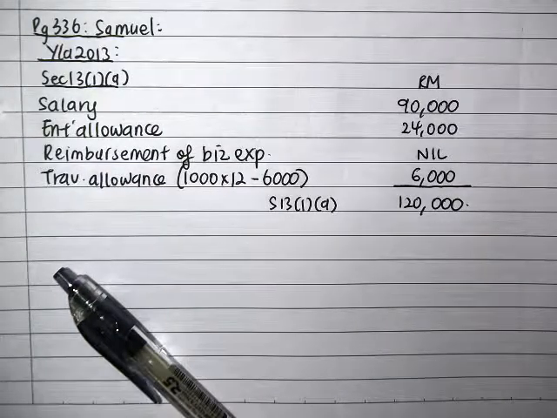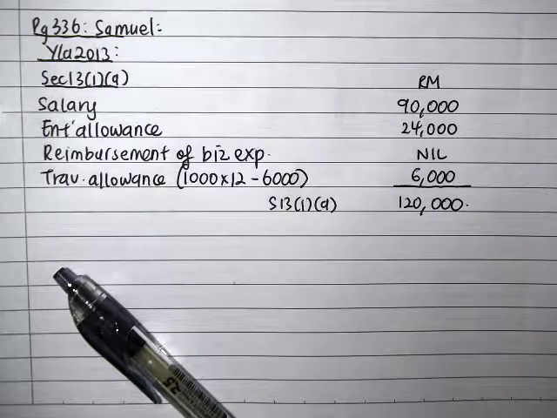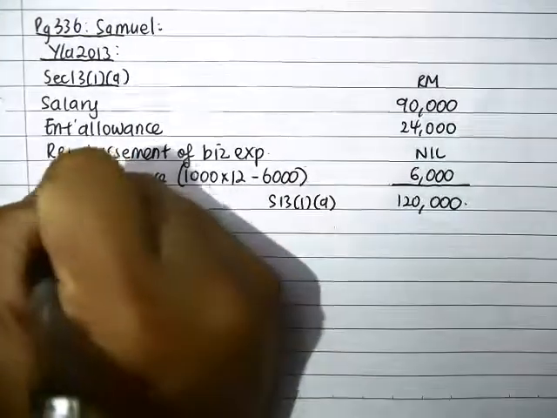Case 1. Now Samuel was given a house rented by the employer for 5,000 ringgit a month. Now the house was too large for his own use, and Samuel's usage would only be 70% of the area. This house benefit was given for 9 months in 2013. And Samuel has to share it with another employee. So what's the value of 13-1C? Case 1.